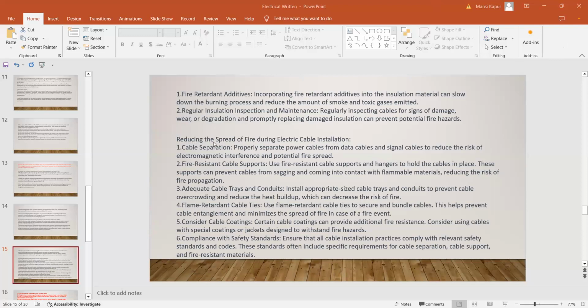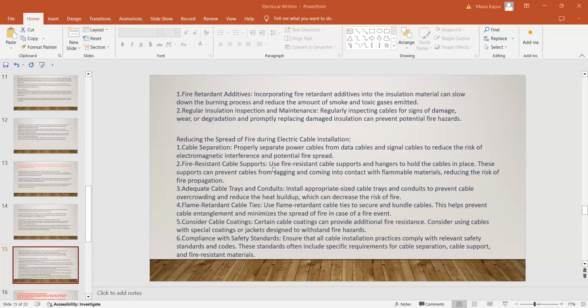So the second part, they were asking how you can make sure the fire will not spread when you are installing the cable. So what should you do when you are installing the cable? Cable separation. Properly separate power cable from data cable and signal cable to reduce the risk of electromagnetic interference and potential fire spread. So your data cables or signal cables which are passing through the cable trays along with the power cable, they should be separate.